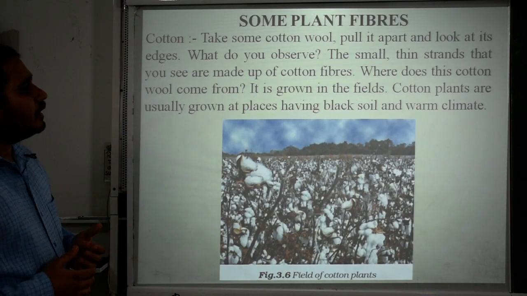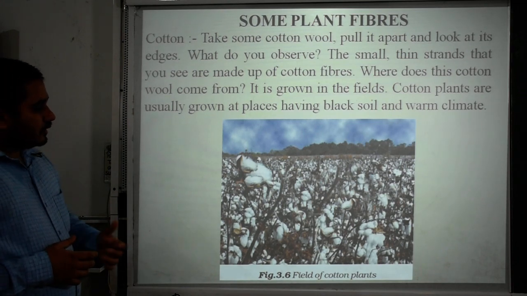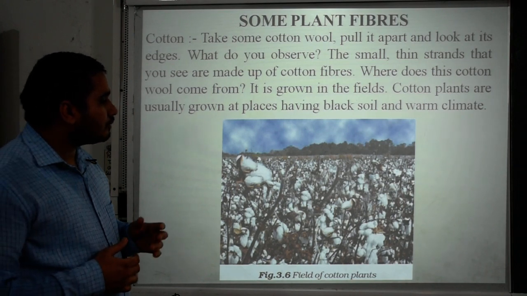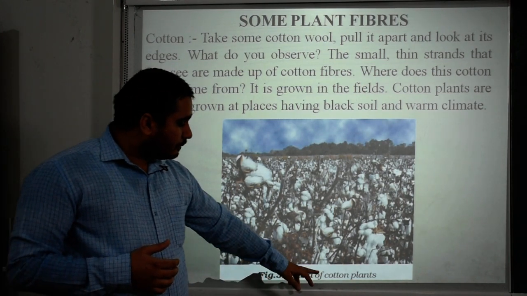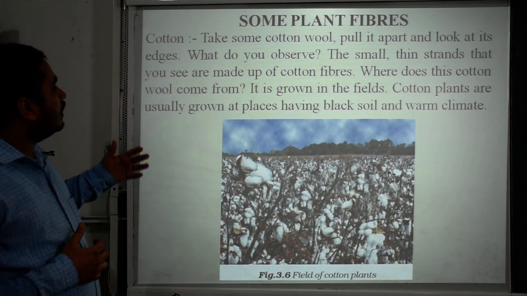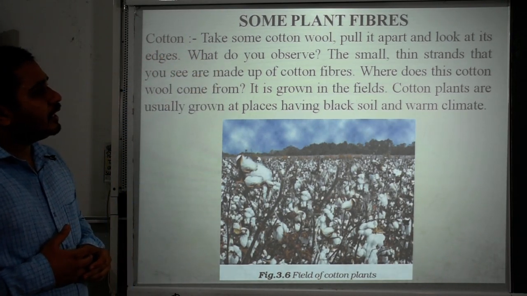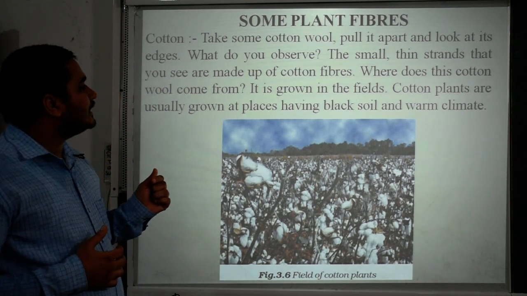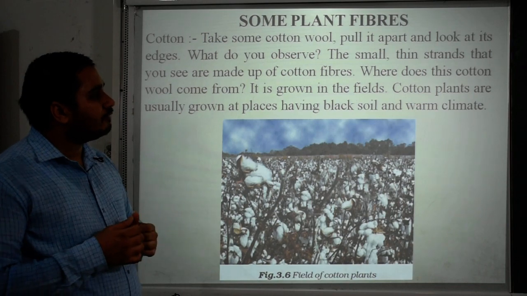Here are some plant fibres. Now we will discuss this. This kind of field you can easily see around yourself, where farmers are growing cotton plants. Sometimes they look like snow plains. Cotton: take some cotton wool, pull it apart and look at its edges. What do you observe? The small thin strands that you see are made up of cotton fibres.